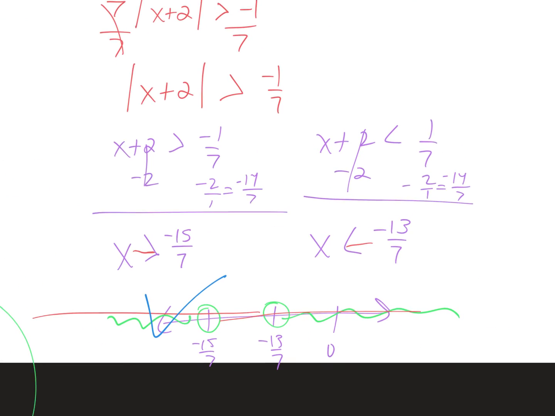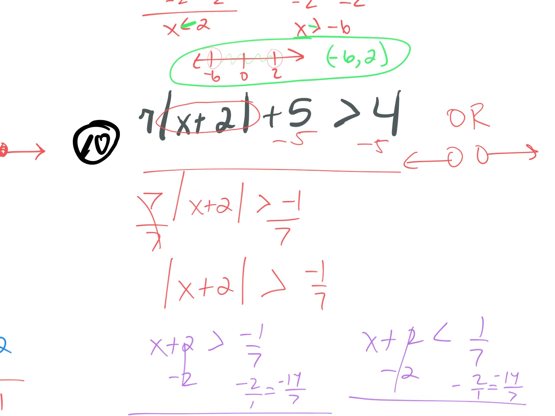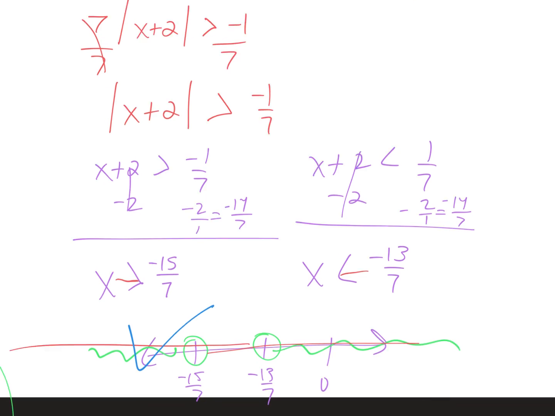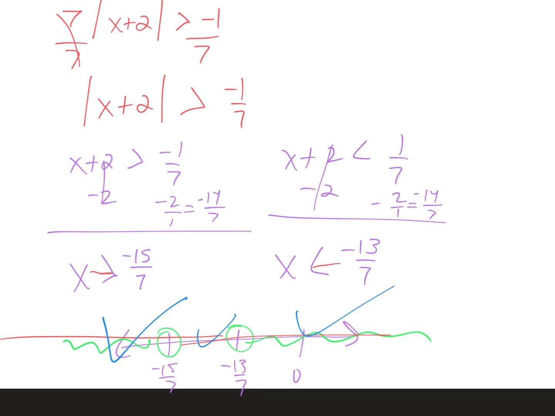Plug in 0. What's 0 plus 2? 2. Absolute value of 2 is 2. 2 times 7 is 14 plus 5 is 19. Is 19, wait, is 19 bigger than 4? Yes. The stuff in here works too.